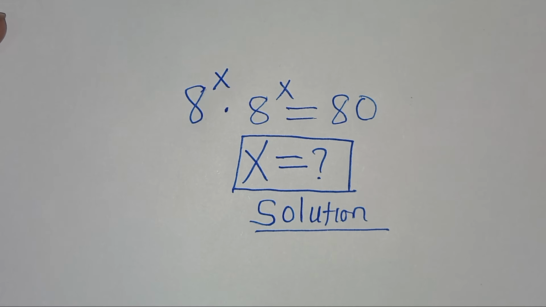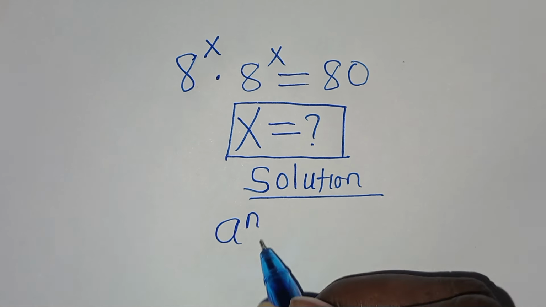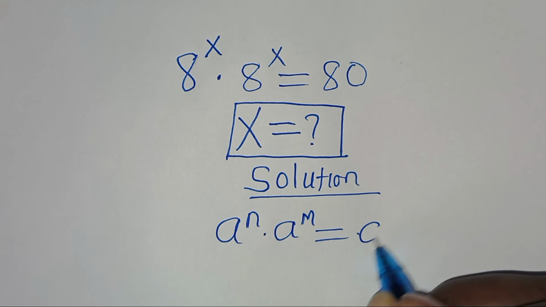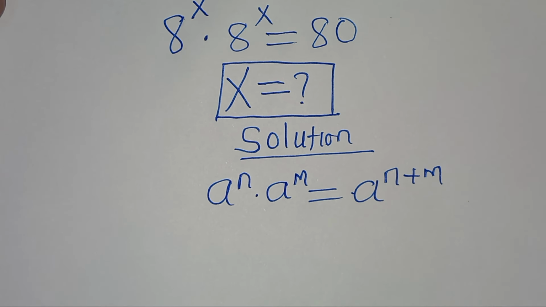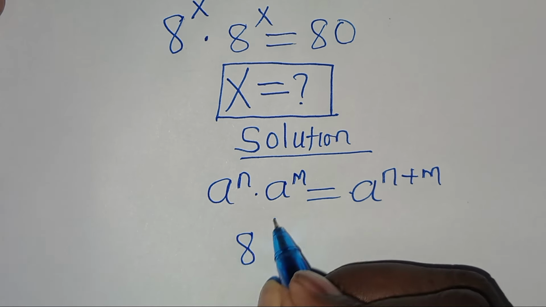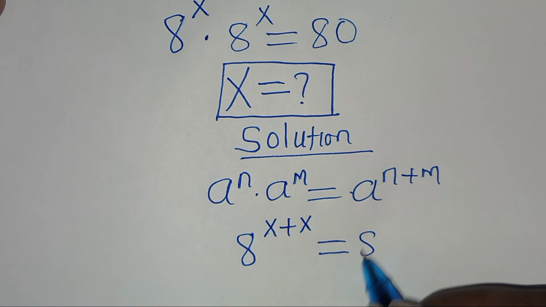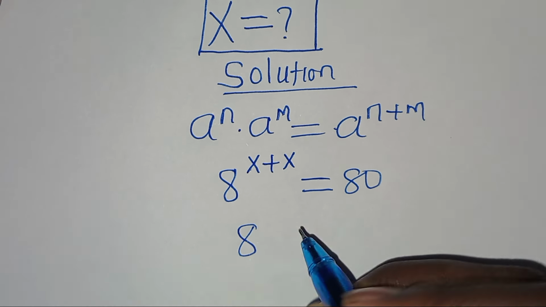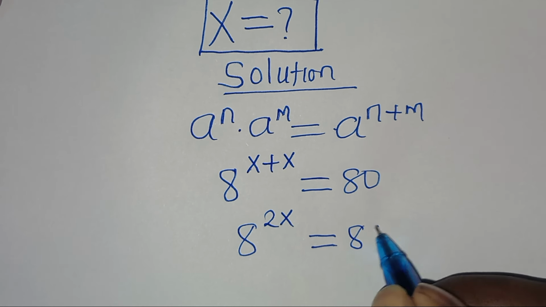This exponential equation is in the form of a to the power of n times a to the power of m, which we can express as a to the power of n plus m. So this means we have 8 to the power of x plus x. This is equal to 80. So that now here we have 8 to the power of 2x. This is equal to 80.